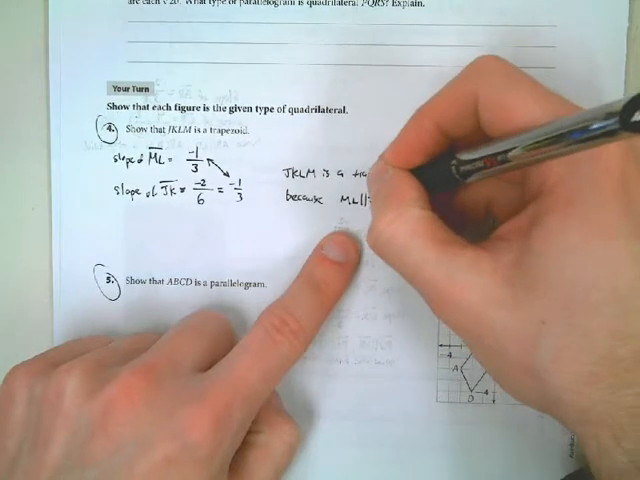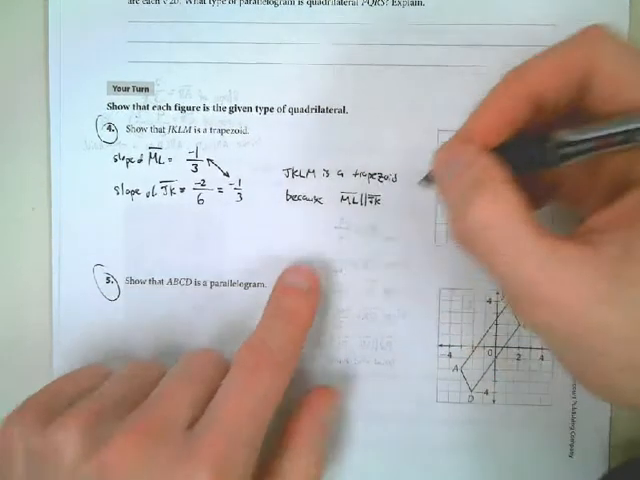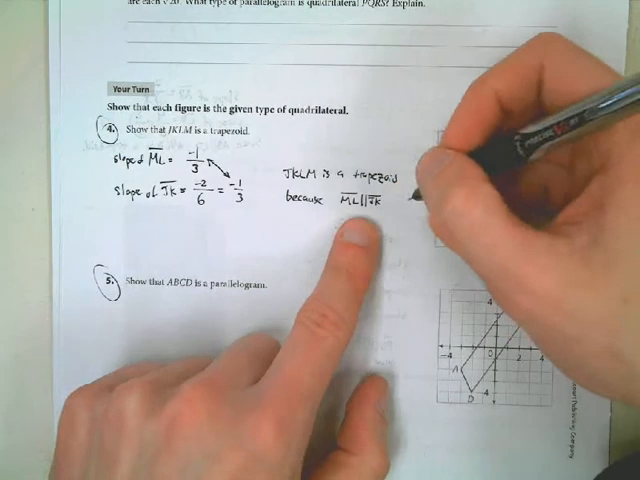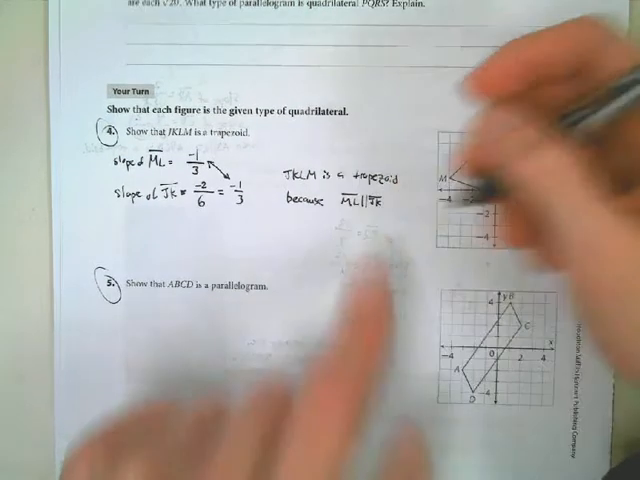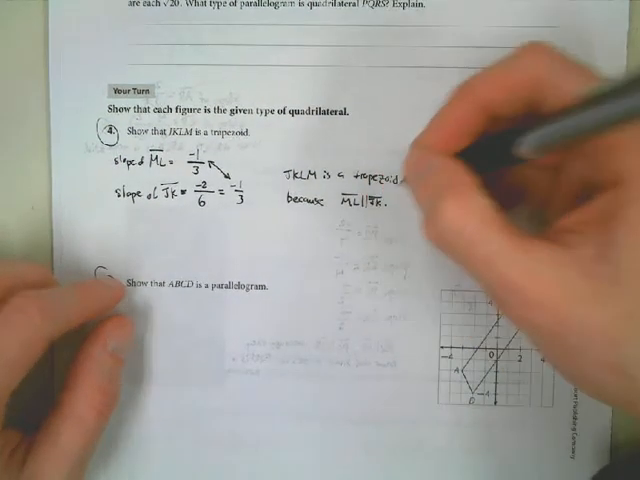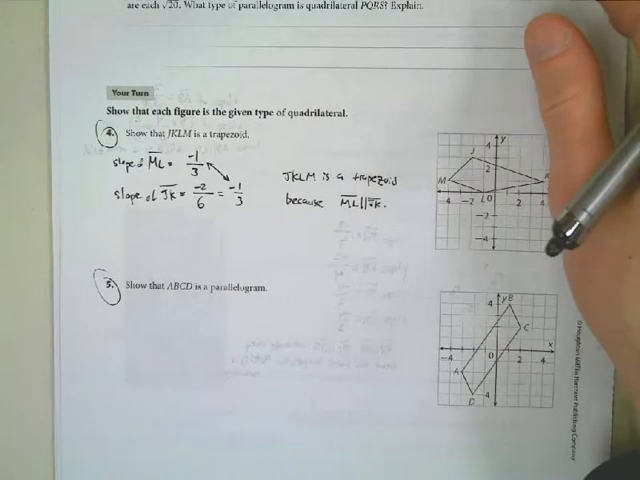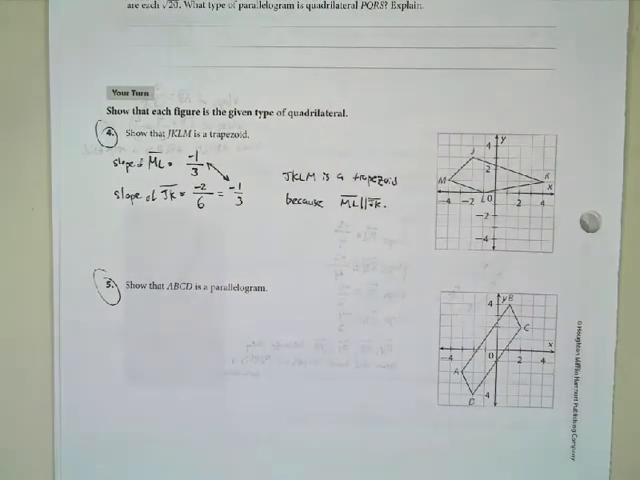Okay? See how nice it is using these symbols rather than have to write the whole word out? You know, ML is parallel to JK. You can just put the little symbols in there. It makes it so much quicker. You think so? I understand. It's like more interpretation necessary. Yeah, I got you. Okay.